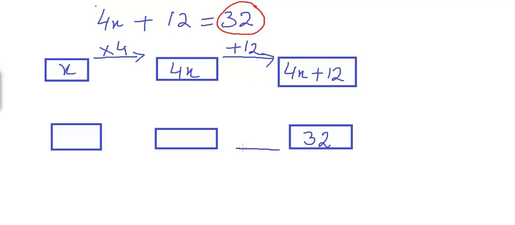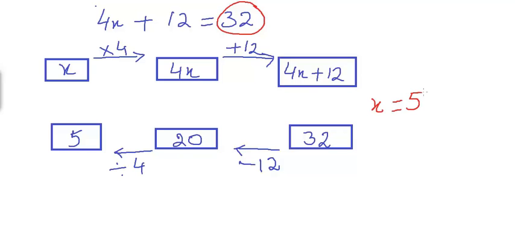Now let's find the value of x by backtracking. To do this, we need the inverse operation. Earlier, we added 12, so now we subtract 12. This gives us 20. Then we will use the inverse of multiply and divide it by 4. This will give us the numeral 5. So, the value of x in this equation is 5.